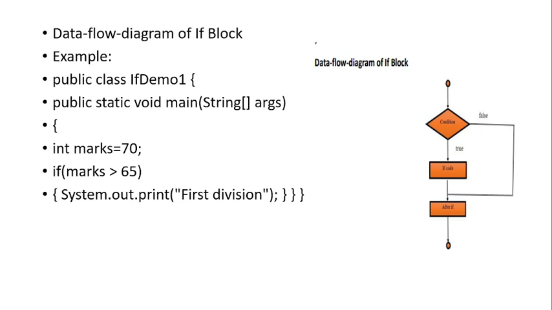You can see the data flow diagram of the if block here. We check the condition here. If the condition is true, then the if statement code will be executed, and after that it will go out of the block. You can see the coding here.